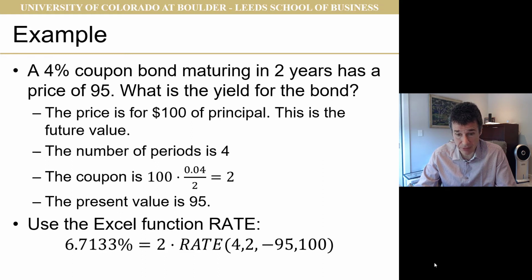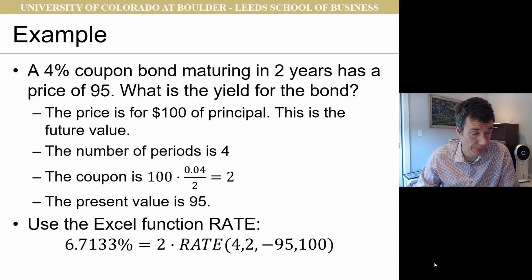We use the Excel rate function. 2 times rate of 4, which is number of periods, 2, coupon payment, negative 95, the opposite of the present value, $100 of principal, the principal we're being repaid, and we had a yield of 6.7133. Interest rates have gone up. They're higher than the coupon rate. The bond trades at a discount.